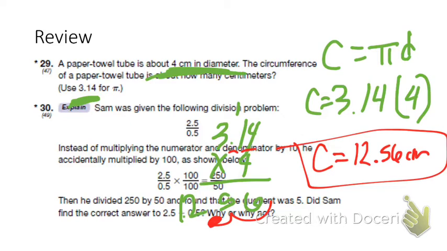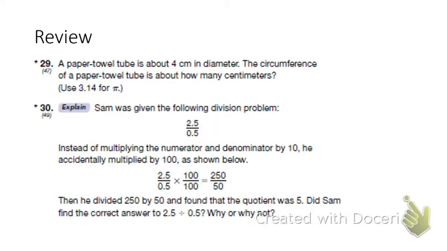Okay, and then number 30, it says Sam was given the following division problem, 2.5 divided by 0.5. Instead of multiplying the numerator and denominator by 10, he accidentally multiplied by 100, as shown below. Then he divided 250 by 50 and found that the quotient was 5. Did Sam find the correct answer to 2.5 divided by 0.5? Why or why not? Okay, we know that Sam did find the right answer because even though he didn't multiply by 10, he still multiplied by a fraction that was equal to 1, so it's the same problem. So it's equivalent fractions. 2.5 over 0.5 is the same value as 250 divided by 50.